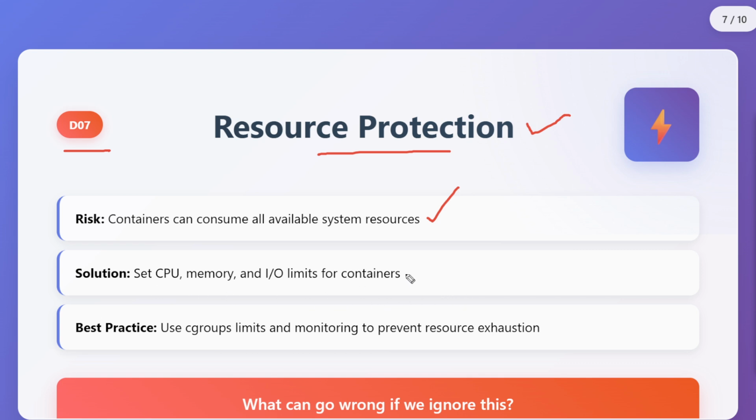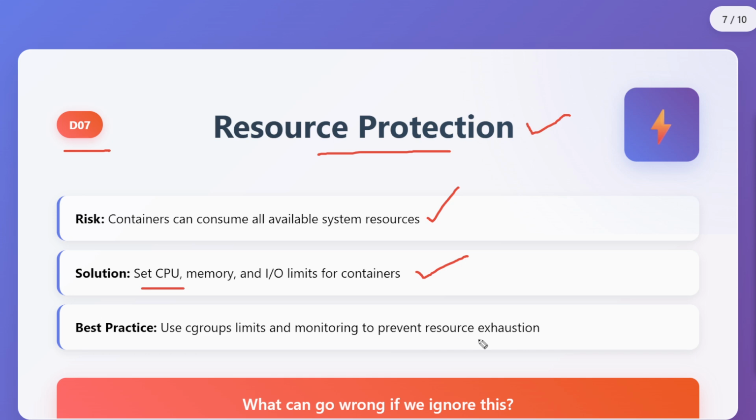And the solution for resource protection is to set CPU and memory usage limits using arguments to docker run. Whenever we are running a container, we use docker run --memory= and specify the limit of the memory, like 512 MB or 1024 MB. And for CPUs, how many CPUs, one CPU or two CPUs, like that. So that is the solution.